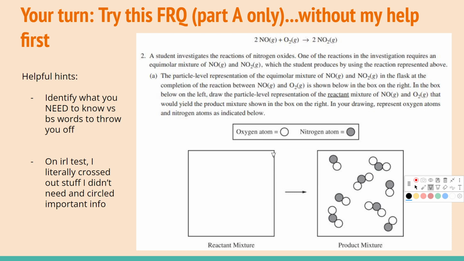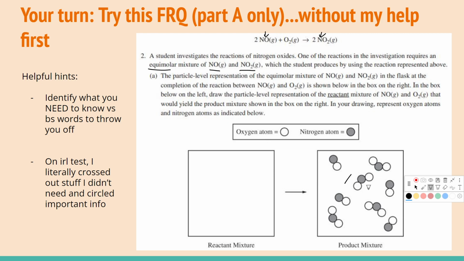So, we're investigating a reaction of nitrogen oxides. Great. One of the reactions requires an equimolar mixture of NO and NO2. Equimolar. So even if you don't know what that term is, break it apart, right? Like equal, and molar, like moles. So we have an equal amount of moles of NO and NO2. So we have an equal amount of this guy and this guy.